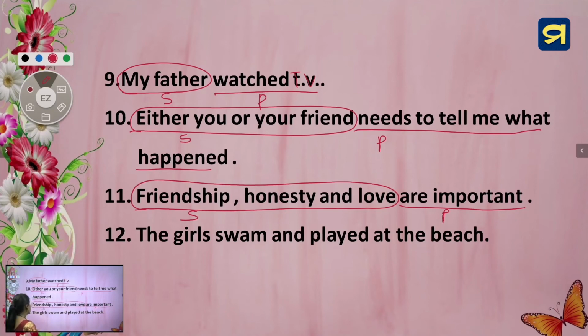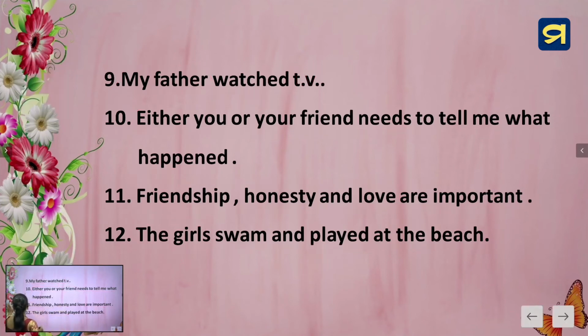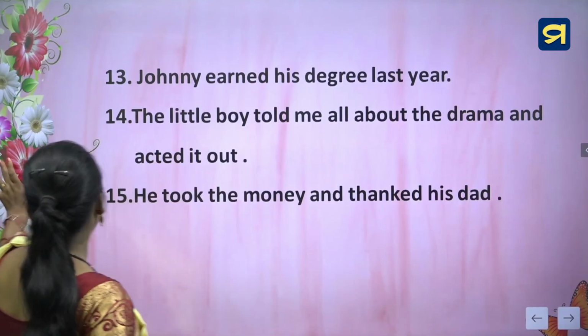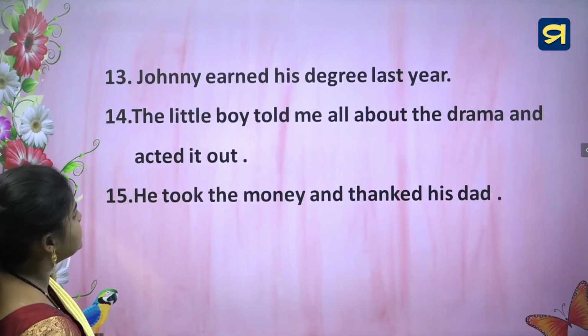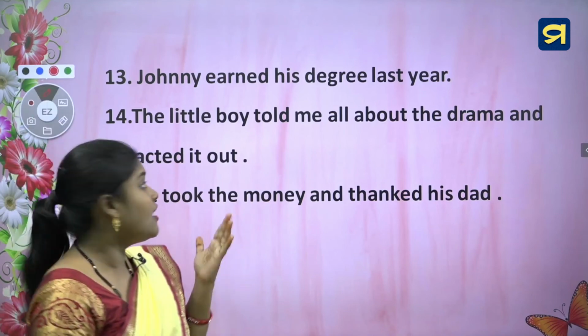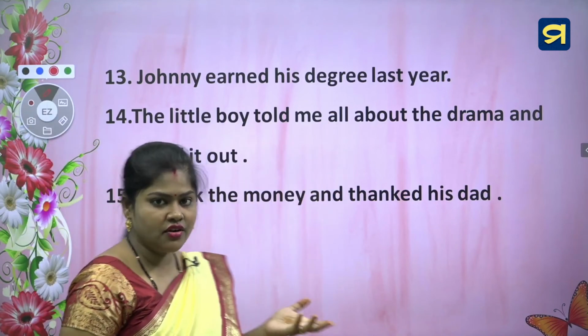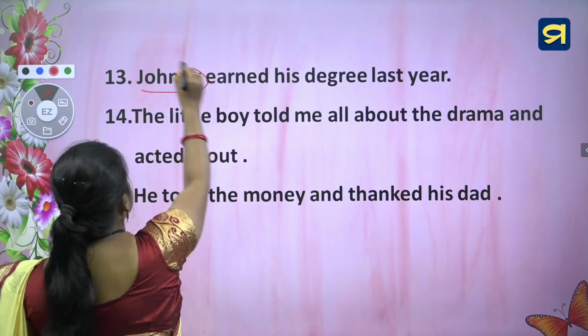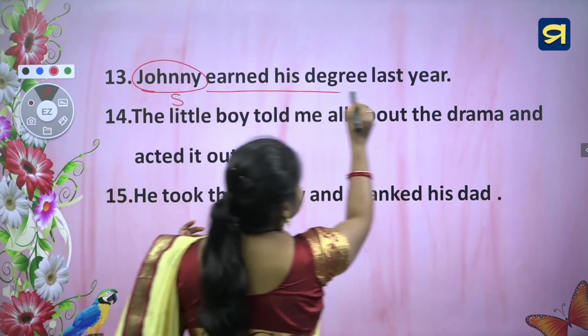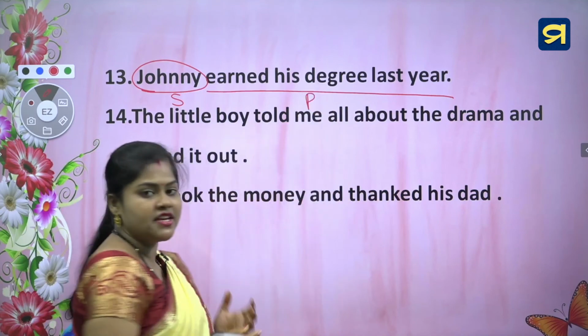Okay. Next, the girls swam and played at the beach. Who swam and played at the beach? The girls. So the girls is the subject, and swam and played at the beach is the predicate. Okay, it is very easy. Next, number 13, Johnny earned his degree last year. Who earned his degree last year? Johnny. Okay, so Johnny is the subject, and the rest part earned his degree last year is the predicate of this sentence.